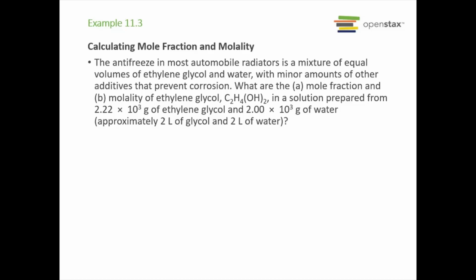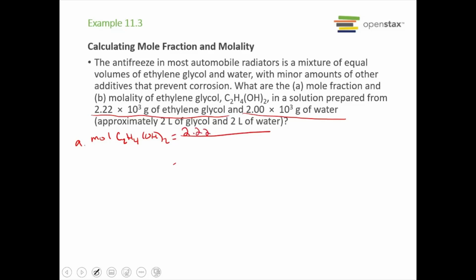So the first thing we should do for the mole fraction is figure out our moles of ethylene glycol. Well, we need our moles of both, so let's go ahead and find moles of both for mole fraction. Okay, so our moles of ethylene glycol, C2H4(OH)2, is going to equal, we have 2.22 times 10 to the third grams of it. And for its molar mass, we have 1 mole of it per every 62.07 grams. So we have 35.8 moles of ethylene glycol. Actually, I'm just going to put EG for ethylene glycol because chemists are lazy and I am a chemist.